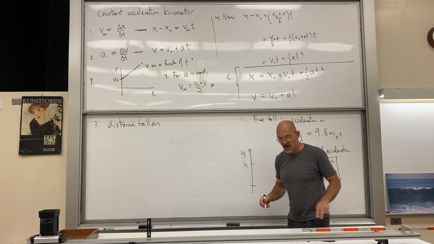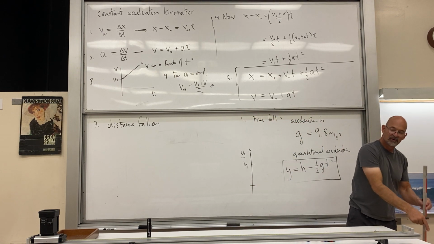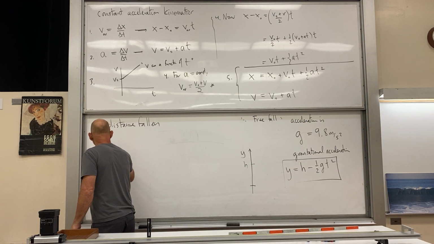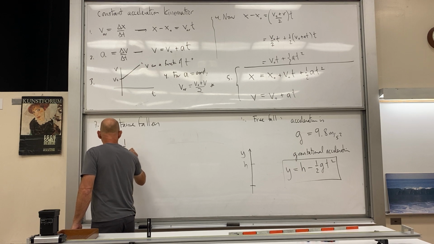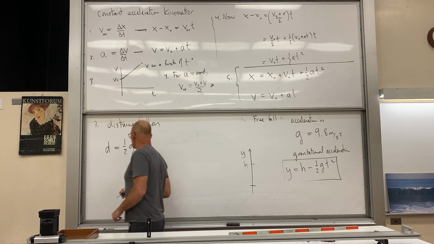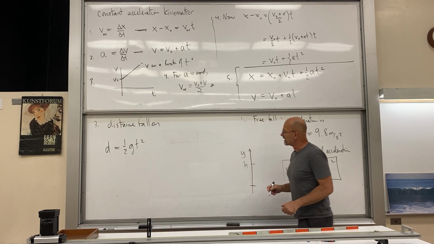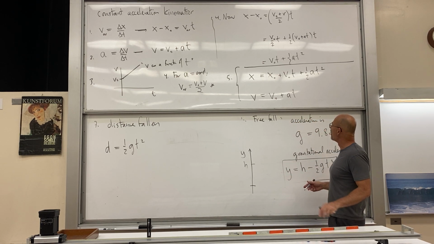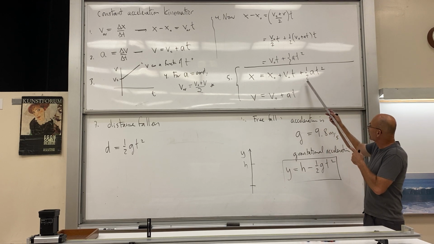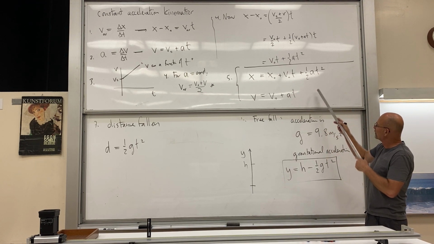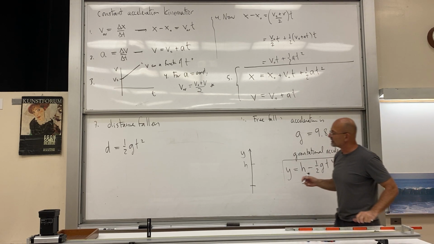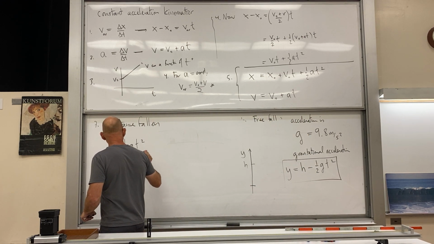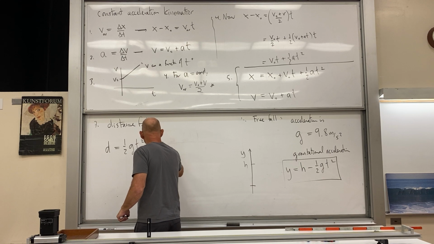So I can just make the positive direction down now and just ask how far has it fallen. So distance fallen, d, is 1/2 g t squared. I'm not worried about the positive or negative direction, just how far does it fall. And it's this term here, 1/2 a t squared, with the gravitational acceleration. So let's make a table here.